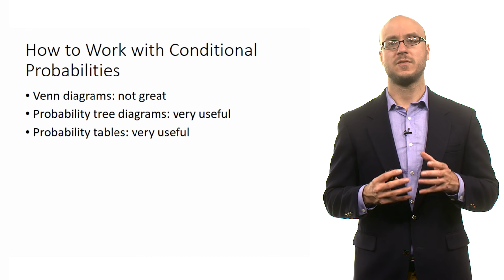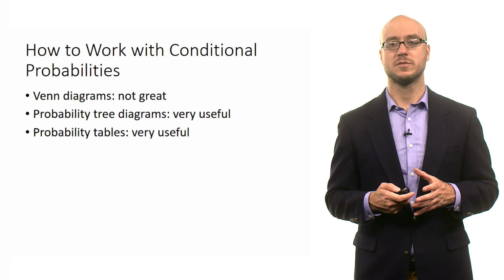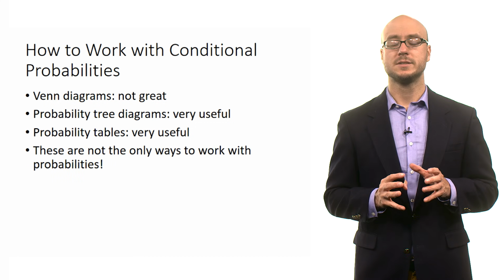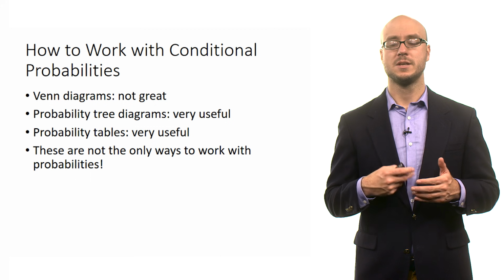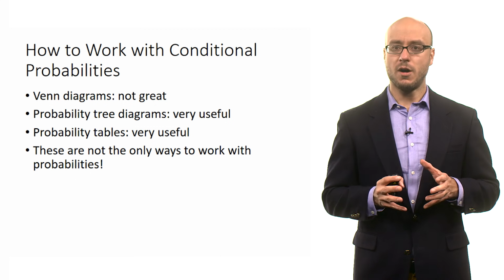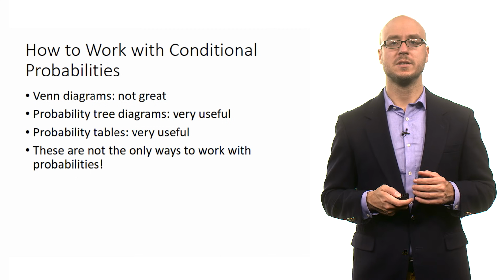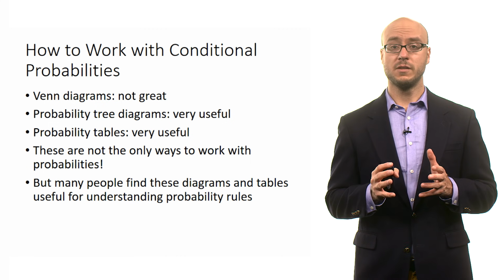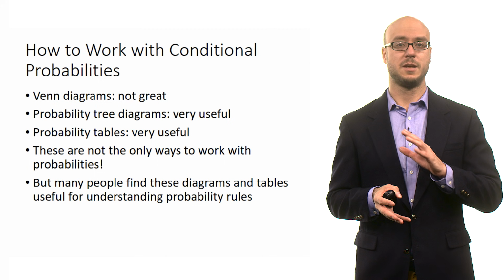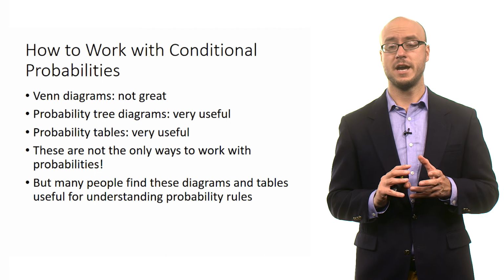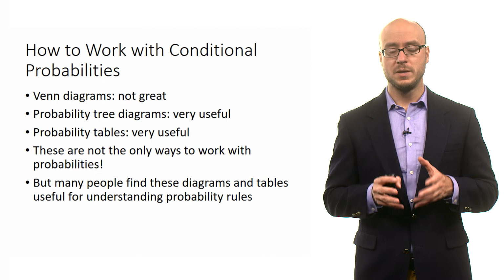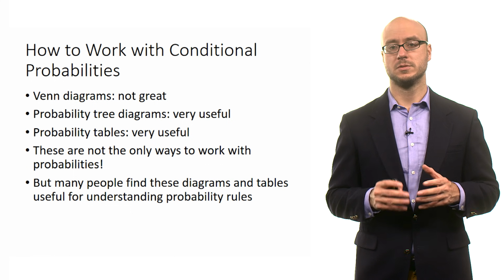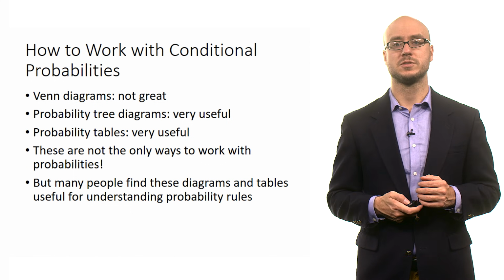As well, many students find probability tables quite useful. These are not the only ways of working with probabilities, but these are often useful for many students. And in fact, I should also mention that you don't have to use any of these tools. You don't have to use probability tables or probability tree diagrams or even Venn diagrams. But when people are first learning probability rules, it's often useful to go through some of these. So let's look at probability tree diagrams.